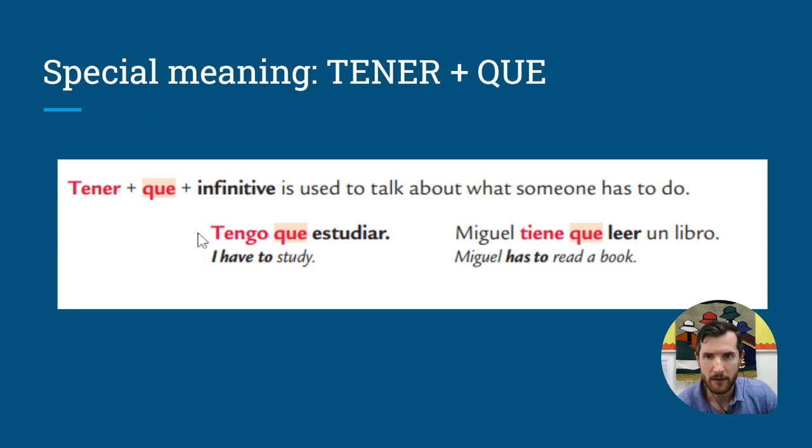And the examples here, tengo que estudiar, I have to study. Notice that the verb estudiar is just the normal infinitive form, but you conjugate tener and you add que. Miguel tiene que leer un libro. Miguel has to read a book. So it's an obligation. You're not saying he has a book. You're saying he has to read a book.